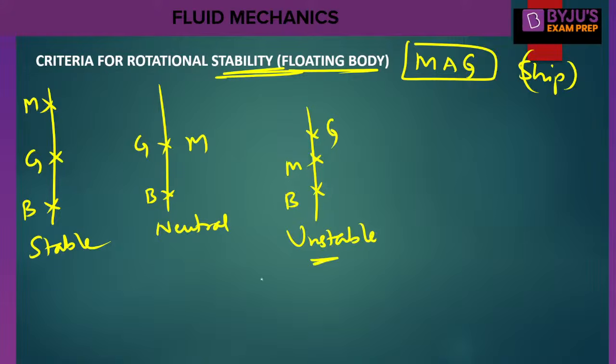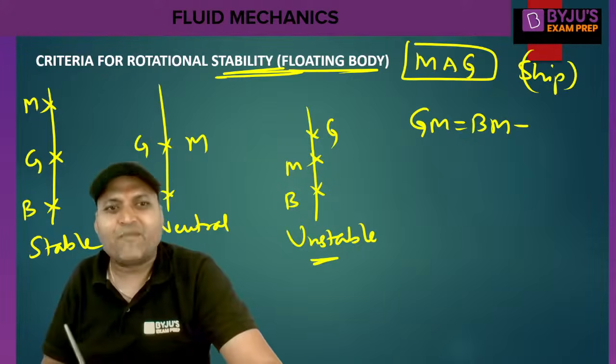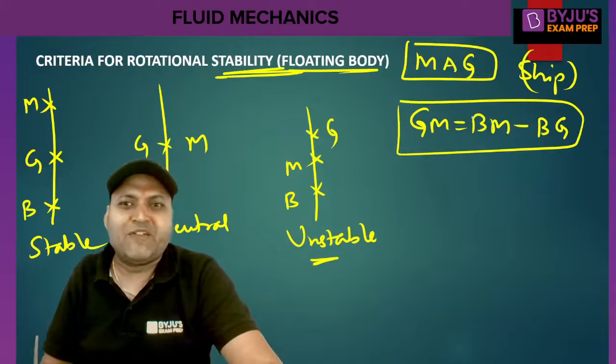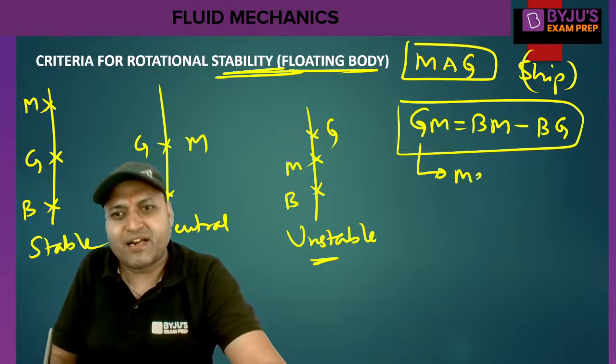Metacenter needs to be located for getting the condition for stability. There is a term called metacentric height. What is metacentric height? GM. GM is equal to BM minus BG. That is called the metacentric height. Metacenter is the point about which the floating body oscillates. The difference between BM and BG is called the metacentric height.